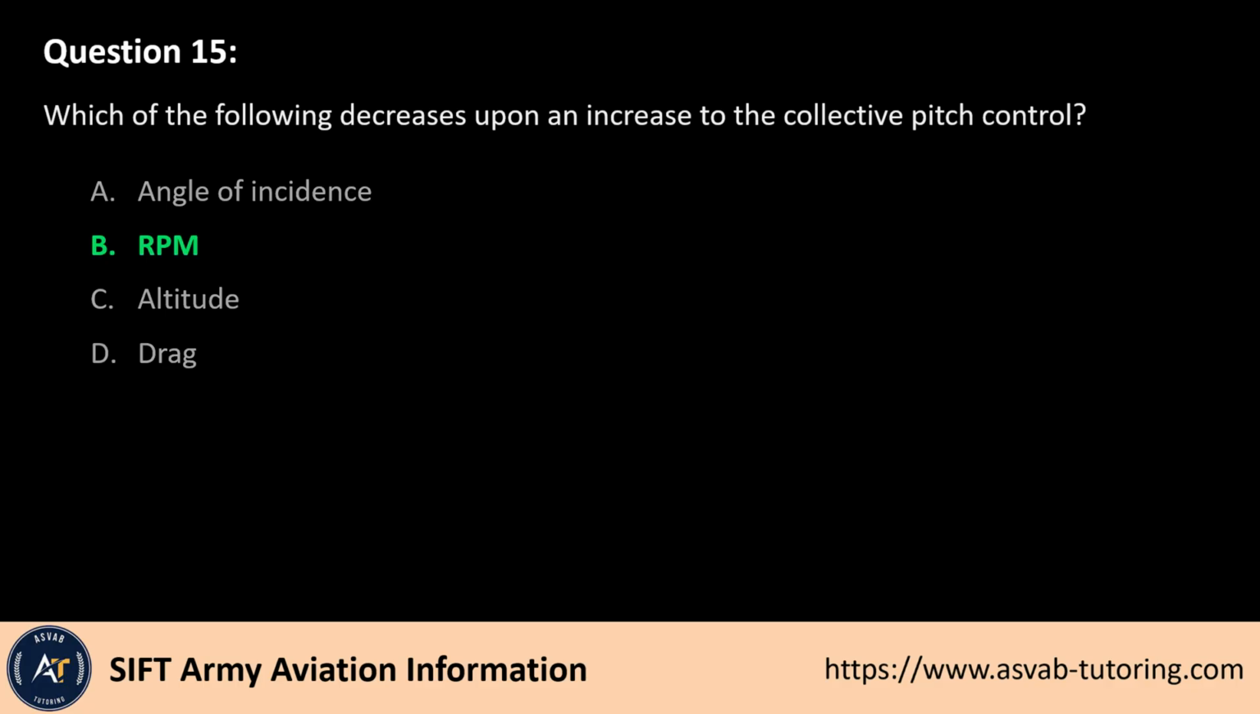The answer is B. When the collective pitch control is increased, the angle of incidence of all rotor blades increases, generating more lift and drag. This additional drag slows down the rotor RPM, unless compensated by the governor or manual throttle adjustments. While altitude generally increases, RPM decreases due to the increased aerodynamic resistance affecting the rotor system's rotational speed.